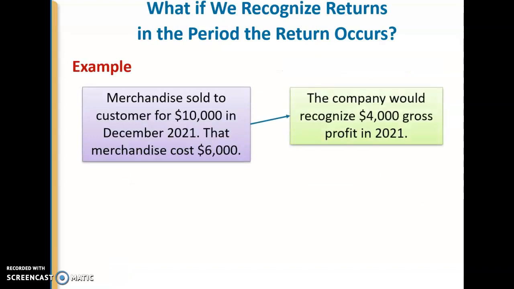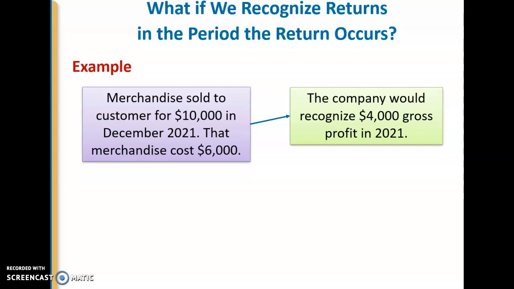For example, assume merchandise is sold to a customer for $10,000 in December 2021, the last month in the selling company's fiscal year, and that the merchandise had a cost of $6,000. The company would recognize a profit of $4,000 in 2021. That's the $10,000 sales revenue minus the cost of goods sold of $6,000.